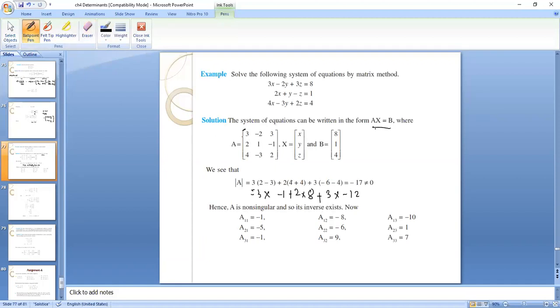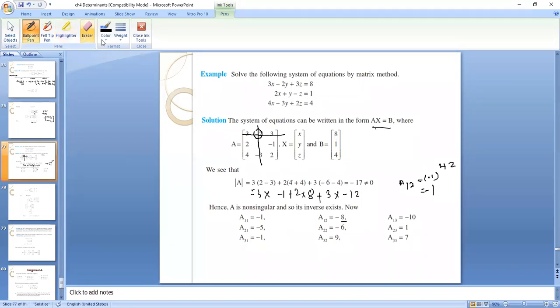So for A11, we will hide this row and this column. 2 ones are 2 minus 3 minus 1, right? Then next cofactor of A12. A12 means you will hide this row and this column. 2 twos are 4, and minus minus plus 4, 8. So it will be plus 8, but A12 means minus 1 raised to power 1 plus 2. So we will multiply with minus 1, plus 8 into minus 1 will be minus 8.